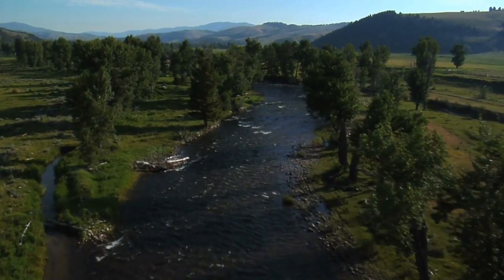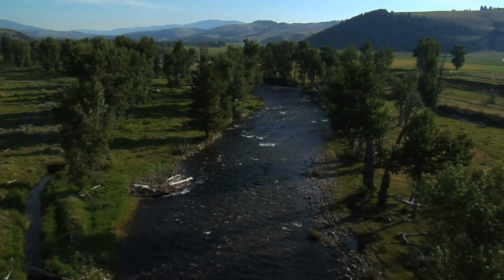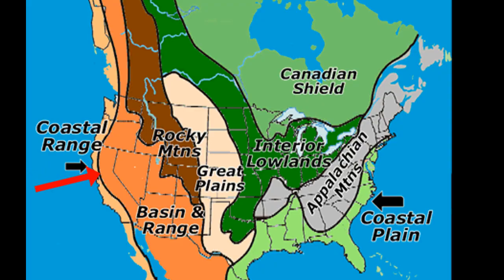Here are the 8 United States geographic regions you'll need to know. Coastal Range, Basin and Range, Rocky Mountains, Great Plains, Interior Lowlands, Canadian Shield, Appalachian Highlands, and the Coastal Plain.